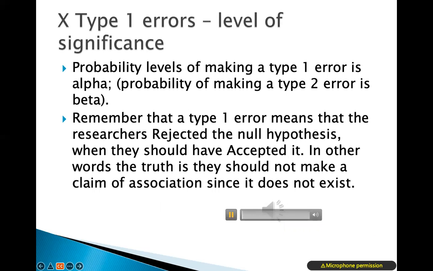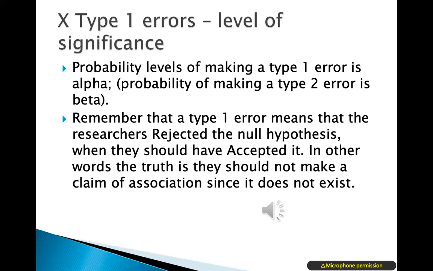So we're going to introduce one more thing in this final PowerPoint slide, and that is a type 1 error. There are type 1 errors and type 2 errors. Type 1 errors are related to the alpha level. Type 2 errors are called beta. So we're just going to look at type 1 error at this point. A type 1 error means that the researchers rejected the null hypothesis that said that there's no difference. They rejected it and they made a claim. They should have accepted it because in truth, there wasn't a significant relationship, so they made a false claim.